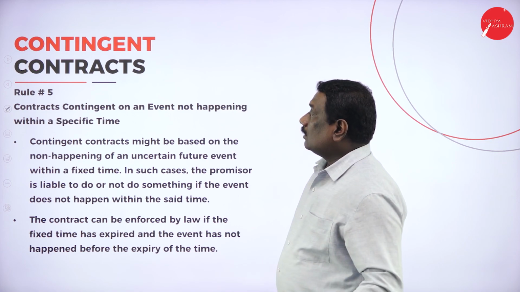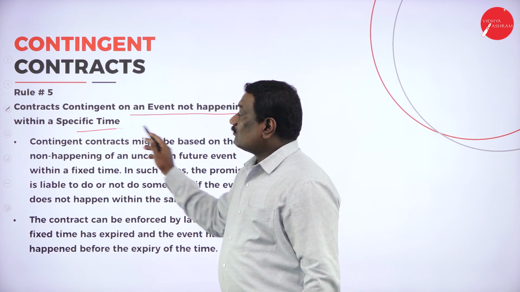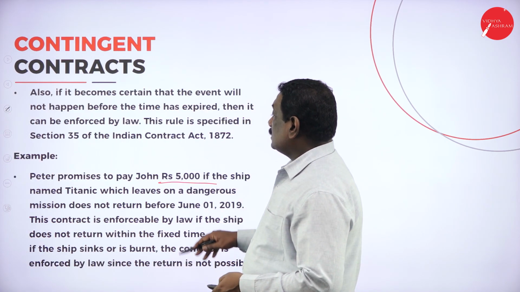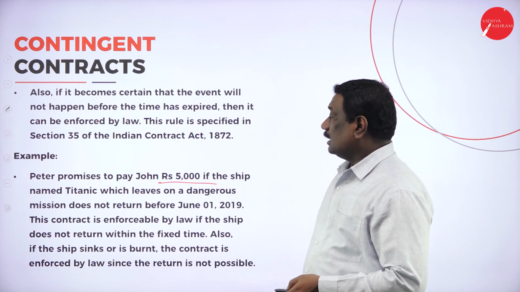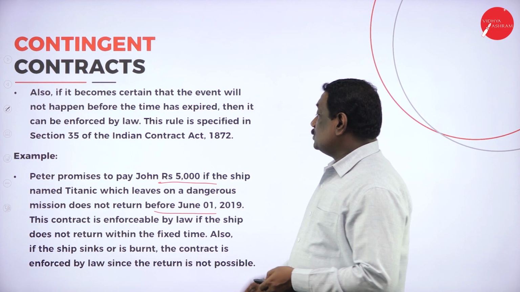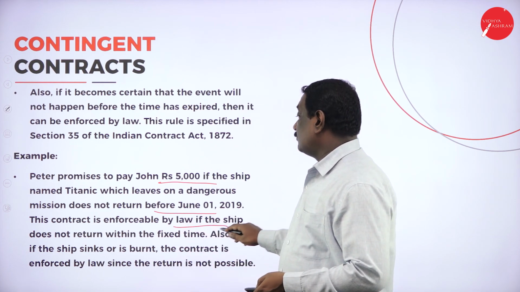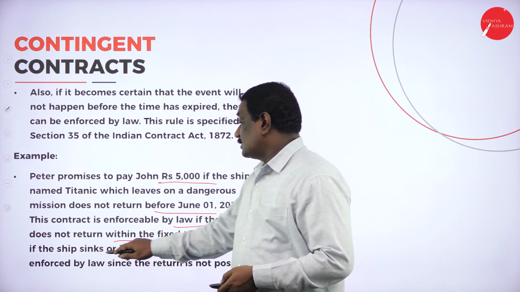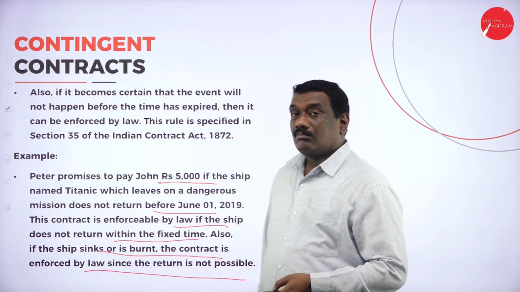Now rule 5: contingent contracts on the event not happening within a specified time. Again I'll give an example. Peter promises John rupees 5,000 if the ship named Titanic, which leaves on a dangerous voyage, does not return before June 1st. This contract is enforceable by law if the ship does not return within the specified time. Also if the ship sinks or burns, the contract is enforced by law since the return is not possible.